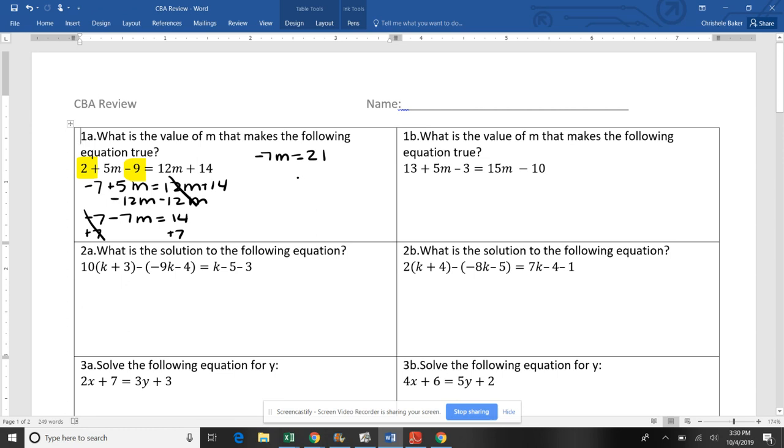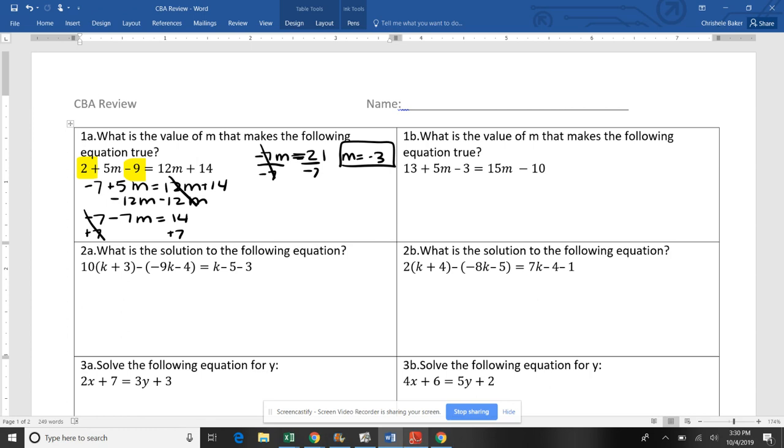Last, I'm going to multiply or divide so I can get my variable isolated, and I will divide both sides by negative 7. Positive 21 divided by negative 7 is negative 3.